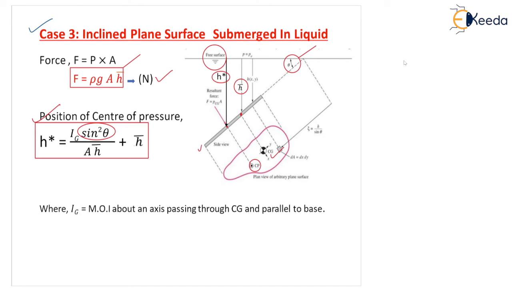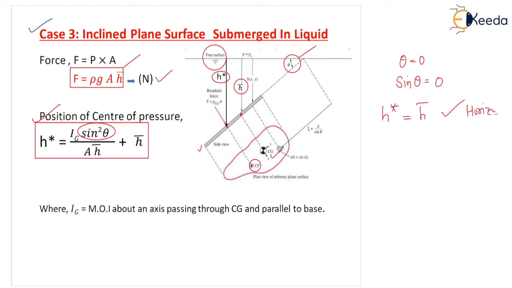Theta is 0. If theta is 0, what is the value of sine theta? 0. Correct. So what is the value of h star now? If we put theta equal to 0, sine theta is 0, then h star will automatically come to h bar. Yes or no? So that's why we have seen in this case for horizontal.